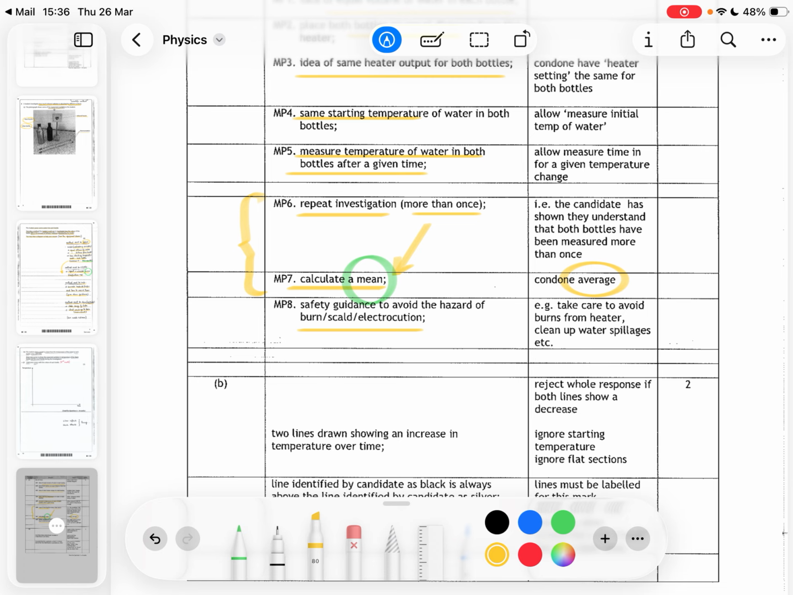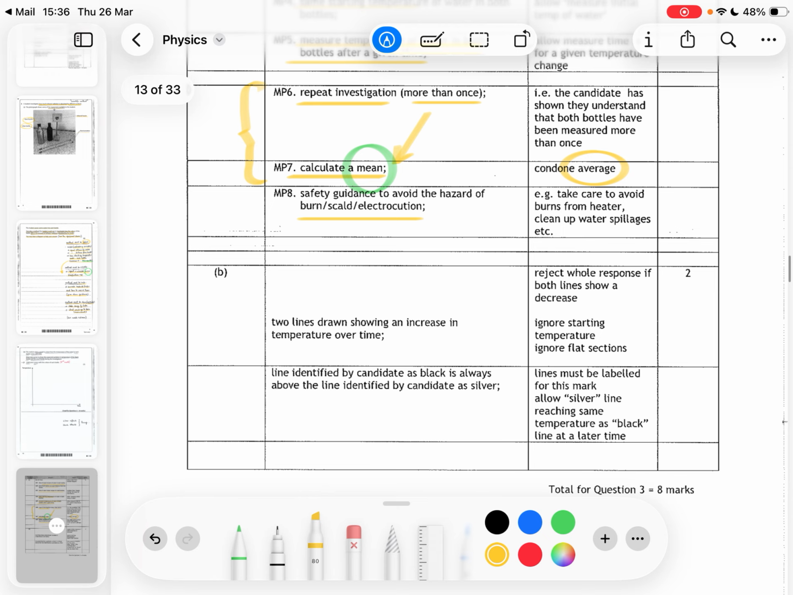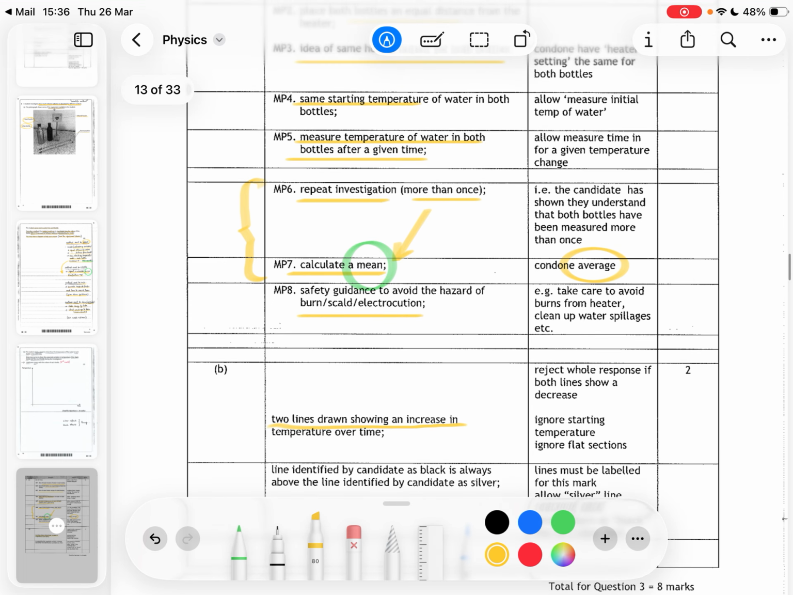Okay, safety: burning, scalding or electrocution if electricity is involved, and then take care to avoid burns from the heater. Those are the kind of things they're looking for. 2 lines drawn to increase the temperature. Oh, this is the next part. So they haven't gone into any more detail. You could also add something about the range of data that you want to collect. Yeah, which the mark scheme hasn't included, but for future reference.